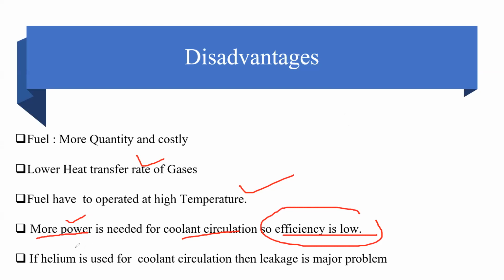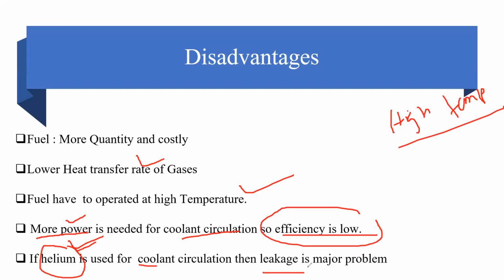Next thing is, if helium is used as a coolant, then leakage is a major problem. I already told you this concept. Helium is a very explosive gas. In which type of gas cooled reactor do we use helium as a coolant? In the high temperature gas cooled reactor, we use helium as a coolant. And in the moderator gas cooled reactor, we use CO2 as a coolant. But if I use helium as a coolant, then what is the problem? Leakage is a major problem.